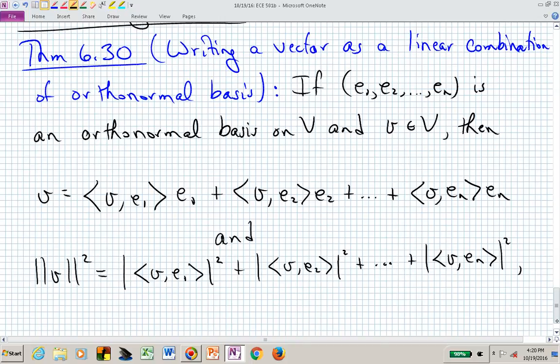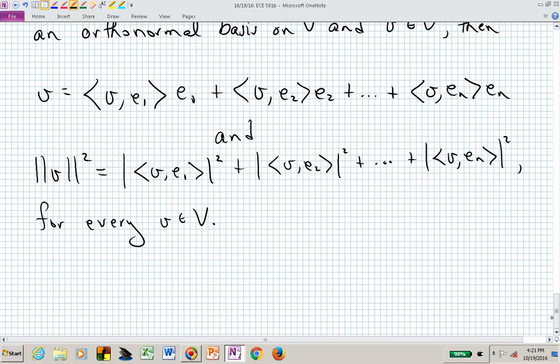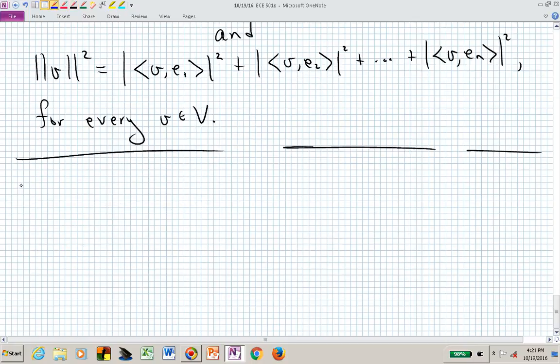And if we now have an orthonormal basis and any arbitrary vector, we can decompose it in terms of a linear combination of those vectors, and we can immediately write down an expression for the norm squared of that vector. And that's true for every little vector v in the vector space. And I think you can almost expect that to be true. You're feeling that that seems reasonable. Let's go ahead and convince ourselves.